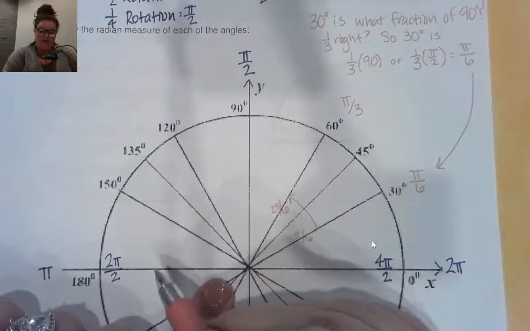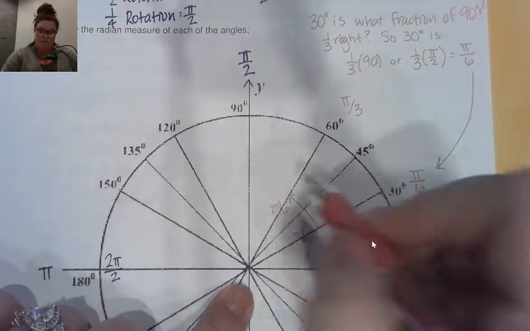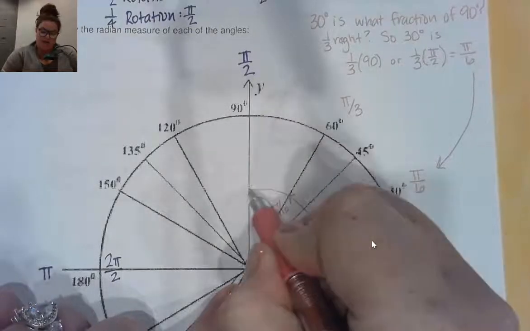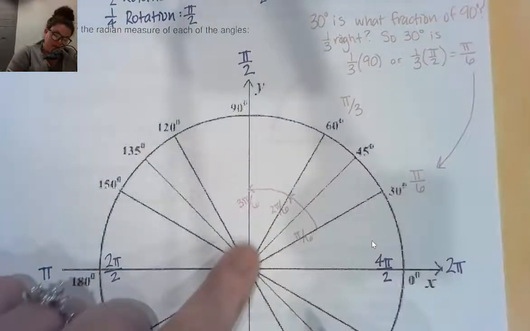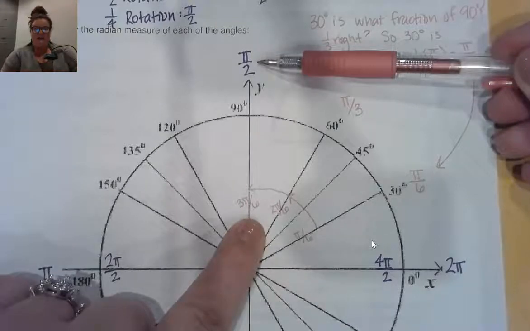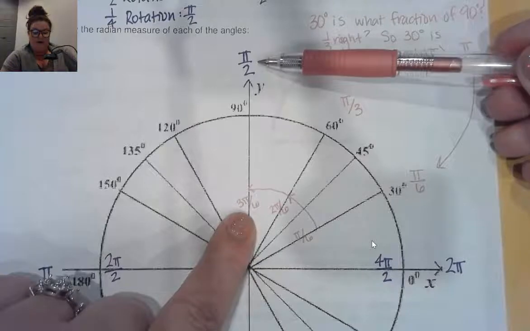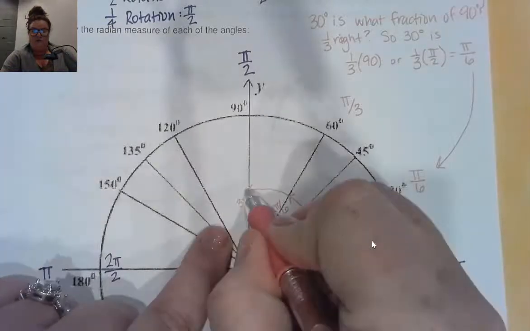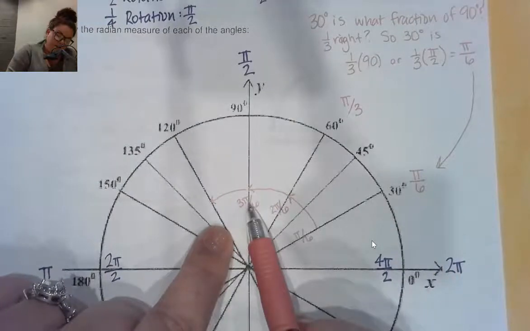And then I'm going to continue going 30 degrees at a time until I get all the way around the circle. So this was 1 pi over 6. This is 2 pi over 6. If I go another 30 degrees, this is going to be 3 pi over 6. And even though we already have this one labeled, it's a good way to check ourselves. 3 pi over 6 does reduce to pi over 2.